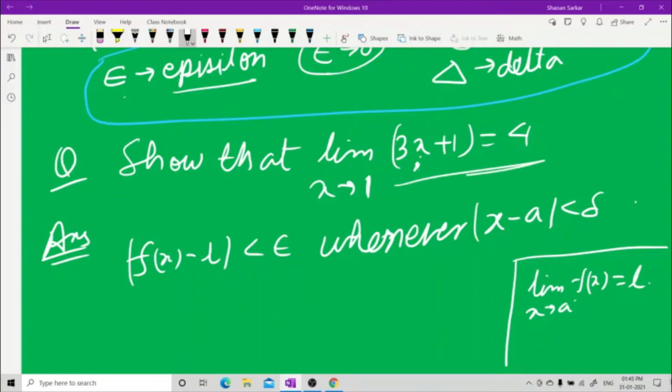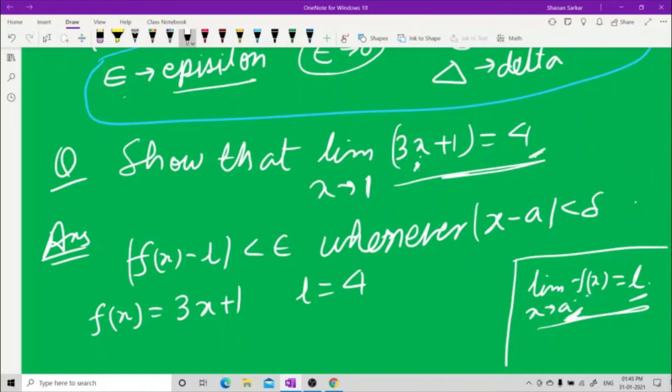कंपेयर करो इस इक्वेशन को यहाँ पे, तो देखो एफ एक्स क्या है, what is your f(x)? 3x+1. What is your L? Compare here with here, it is 4, compare a, this a with this, so your a is basically 1. This is the way, f(x) is this, L is this, and a is this, no problem. Now just write down these values, this value of f(x), this value of L, and this value of a right here, right here, and right here.